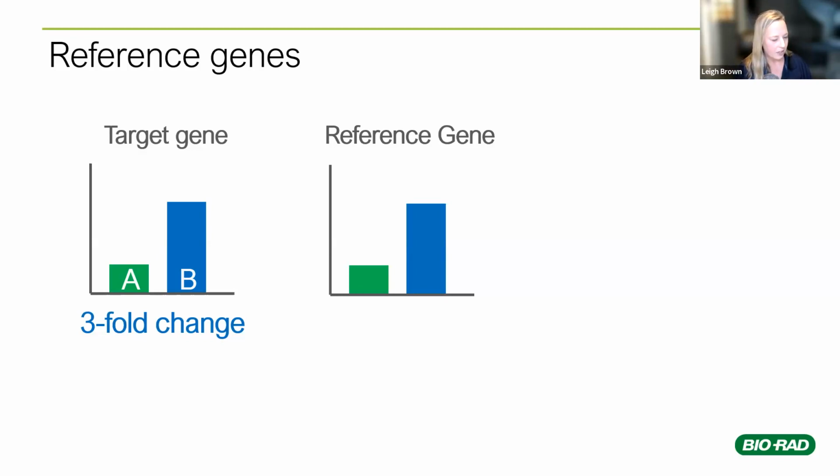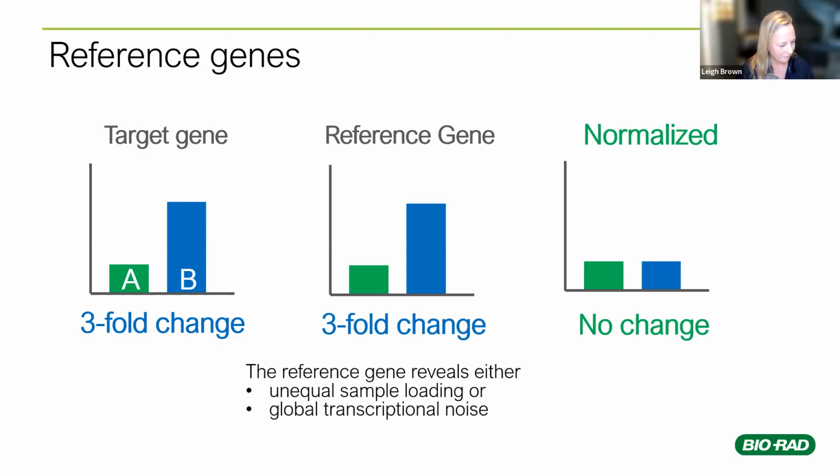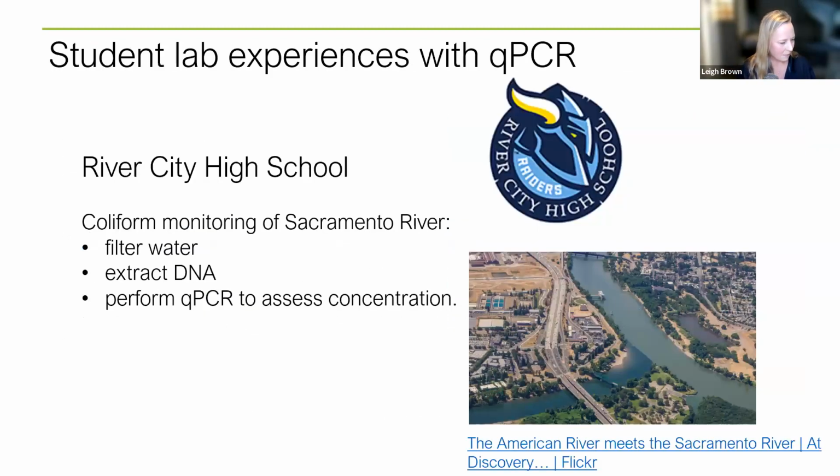So that's going to tell us that that's either due to unequal sample loading. It could be just some kind of transcriptional noise, but that threefold change is probably not particular to just our target gene. So if we looked at the normalized gene expression, we would see no change, right? So this is kind of why reference genes are important.